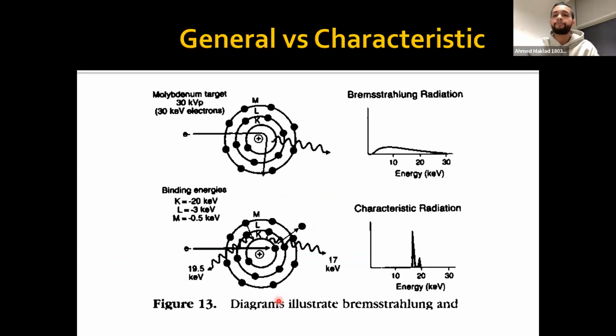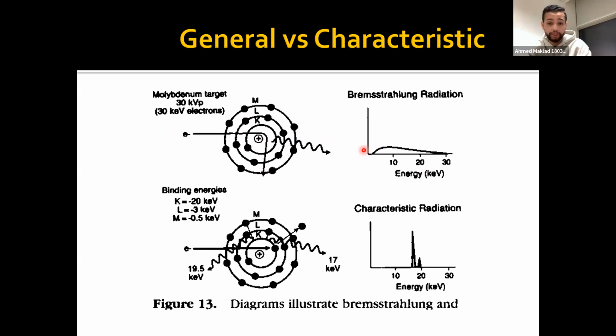Again, same thing. But here you need to look at this, all right? So this is the general radiation right here, and this is the characteristic radiation right here, all right? I need you to look at this. See, the electron comes, does not mess with any of the electrons in the tungsten. It just changes direction. And when it changes direction, it gives you X-rays. That's it, all right?